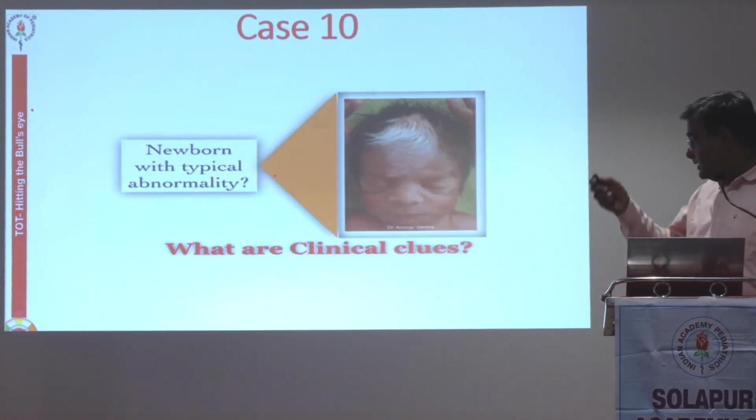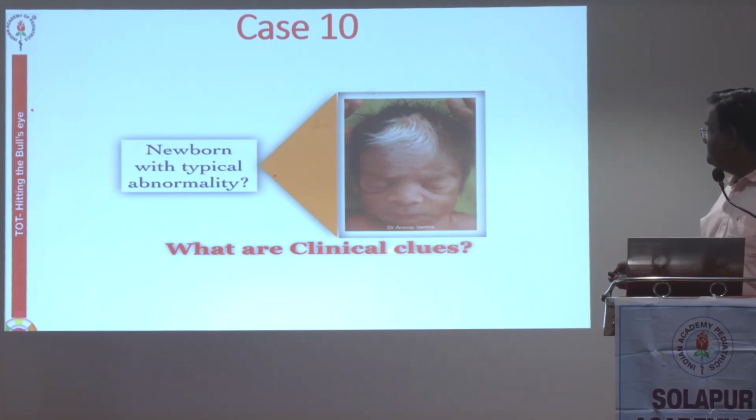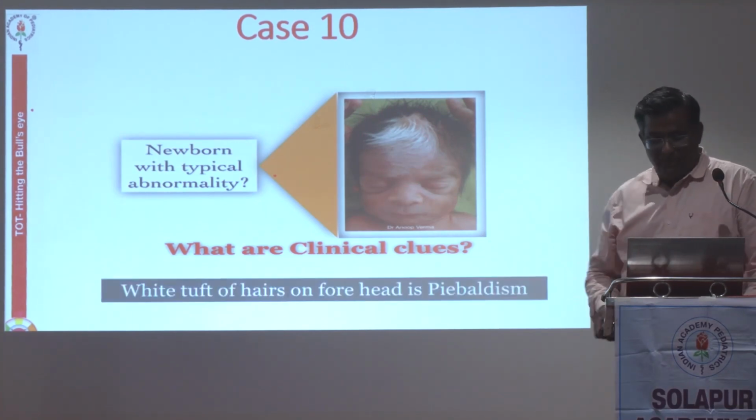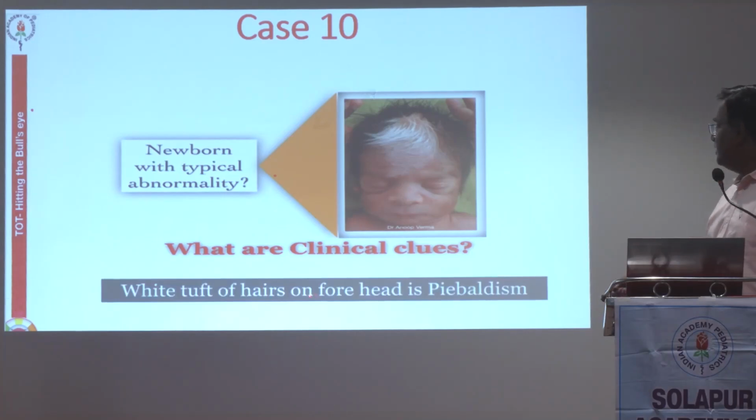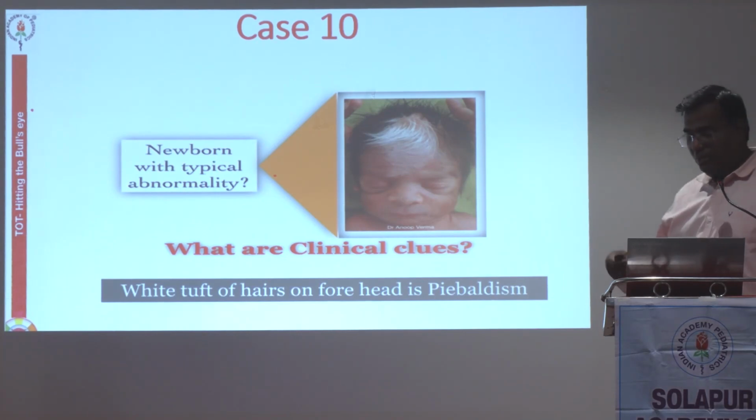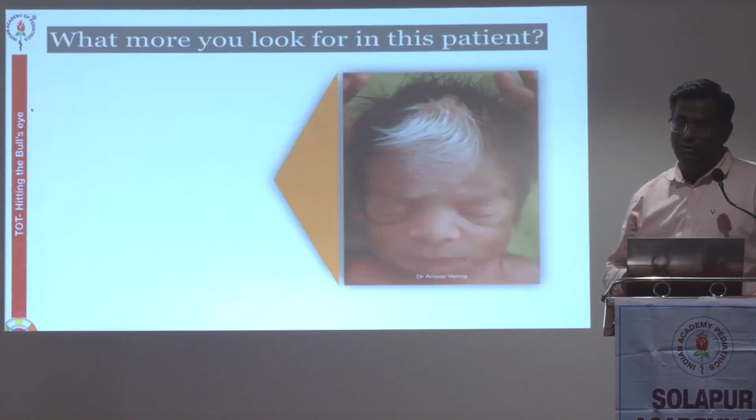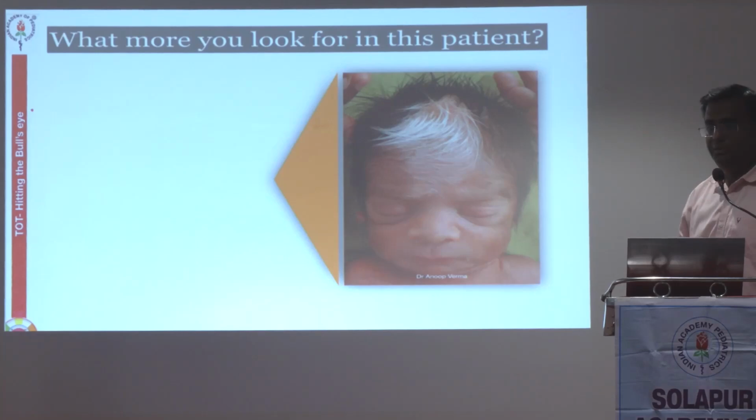Next, a neonate with this typical clinical picture. What is this? Yes, that is the diagnosis. What is this? Poliosis. Yes, poliosis. Very right. So this is the white tuft of hair on the forehead. Okay. What other clinical signs will you look for in Waardenburg syndrome? Someone has told us Waardenburg syndrome. Along with the poliosis, what are the other clinical signs in Waardenburg syndrome?